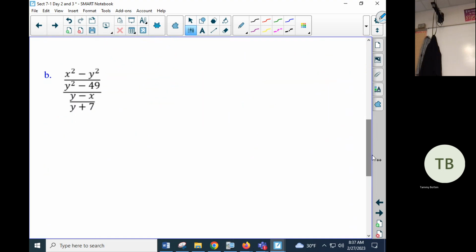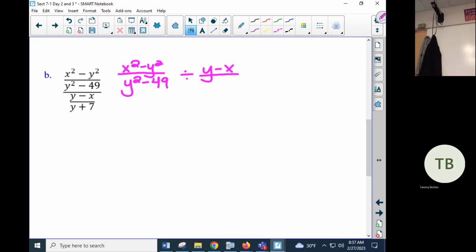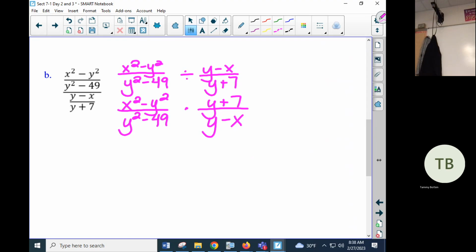Now, if we look at this one, we have x squared minus y squared over y squared minus 49 divided by y minus x over y plus 7. And again, you guys, when you get good at these, you could change this to multiplication and flip these as you're writing it out to save a step. You certainly could do that. Over y squared minus 49 times y plus 7 over y minus.